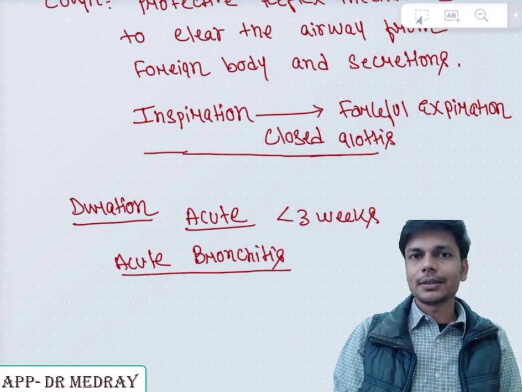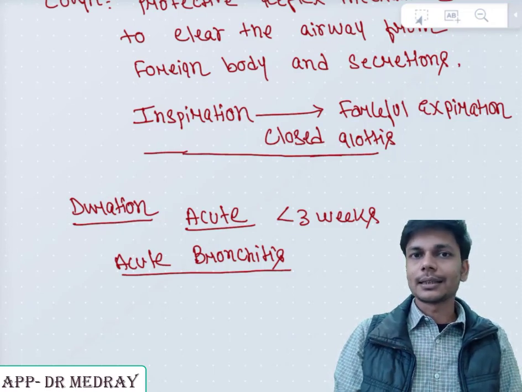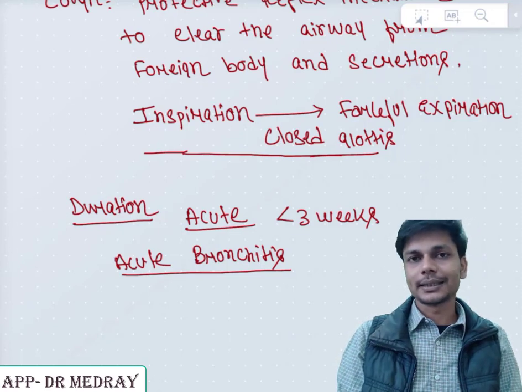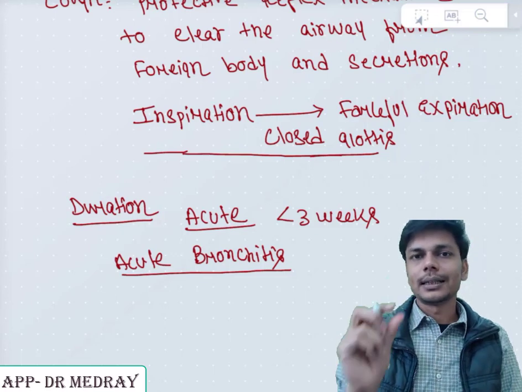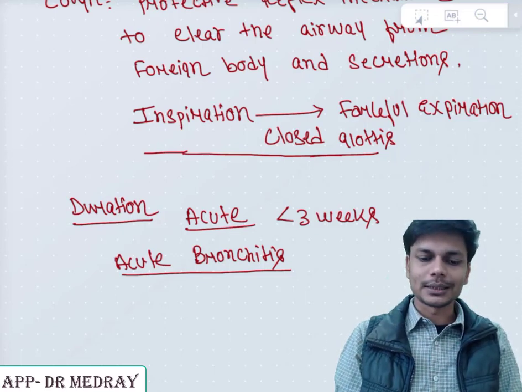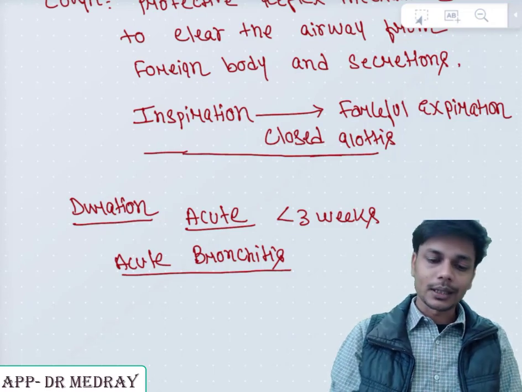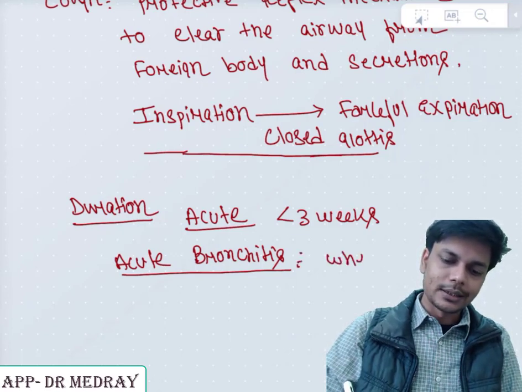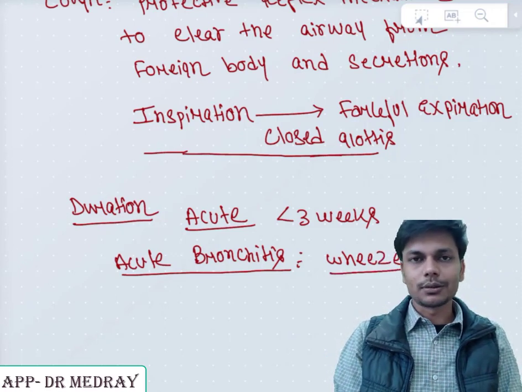The patient will have cough with expectorant, and occasionally there may be streaks of blood in the sputum. Streaks, not massive hemoptysis or a large amount of hemoptysis, but just streaks of blood attached to the sputum may be present in a patient of acute bronchitis, and usually the duration of the cough is less than 3 weeks. On examination, the patient may sometimes have wheeze.